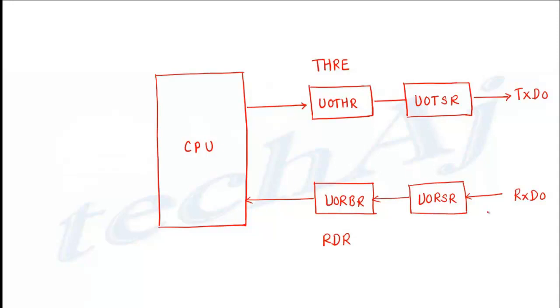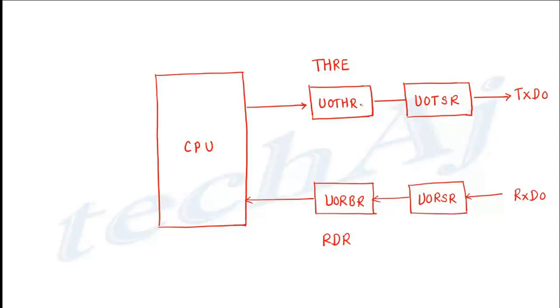Now let's understand how the data is serially transmitted and received through UART0. This is a simple block diagram which will describe in short the operation of UART0. Whenever the processor wants to transmit the data serially on TXD0, the CPU will write that data into the U0THR. This U0THR will forward that data to the shift register, that is U0TSR, and this shift register will shift the data serially on the TXD0 pin.